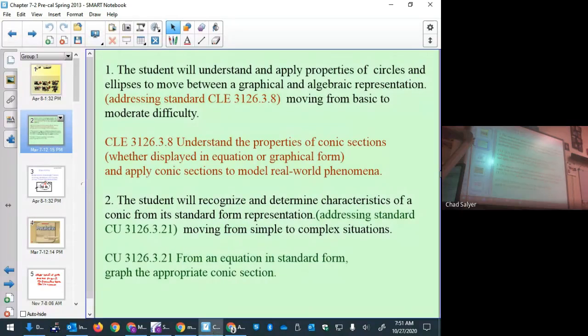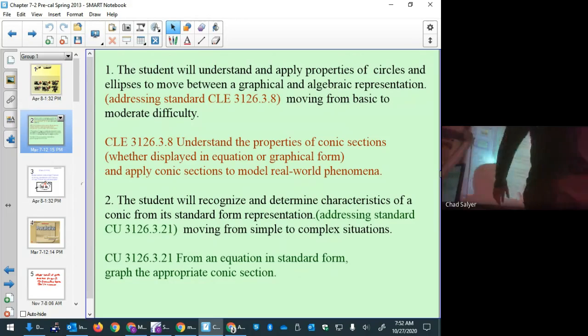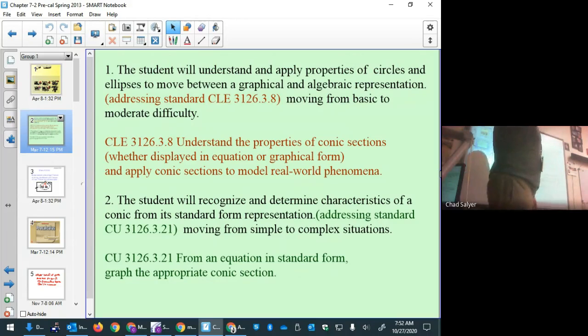All right, so learning goals. We're going to apply properties of circles and ellipses to go between a graph and an algebraic formula. And hopefully you'll be able to determine the characteristics of a conic from its standard form representation. In other words, you should be able to look at the formula after this lesson and determine if it's one of the conic sections that I've showed you thus far.